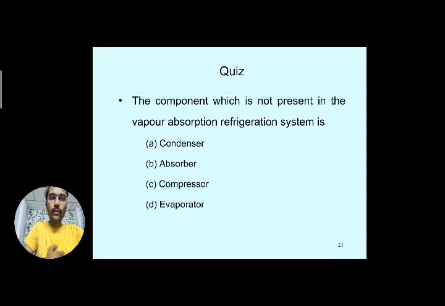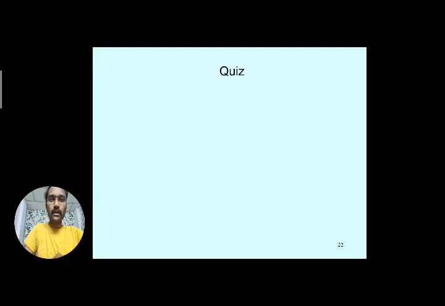You can see clearly that the compressor is not present in vapor absorption. If you see the name itself, the condenser is a requirement, the absorber is a requirement, the evaporator is a requirement. In place of the compressor, we are using the generator and absorber in vapor absorption. So the answer, which is not present, is the compressor, that is C. Right. Go to the next question.